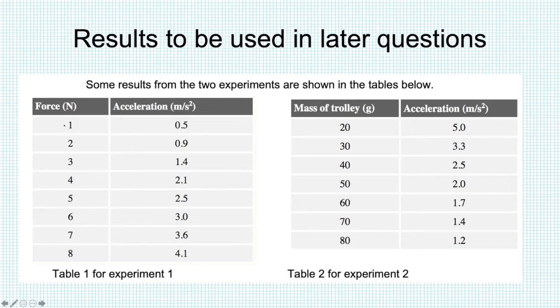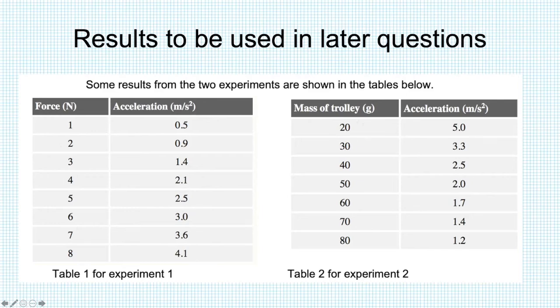Do these results bear out our predictions? Yes, I think they do. We start with a force of 1 newton and an acceleration of 0.5 meters per second squared. And as we increase the amount of force, we also increase the acceleration. So as force increases, acceleration increases. And our prediction for table 2 was that as the mass of the trolley increases, the acceleration will decrease. Let's see if that's borne out.